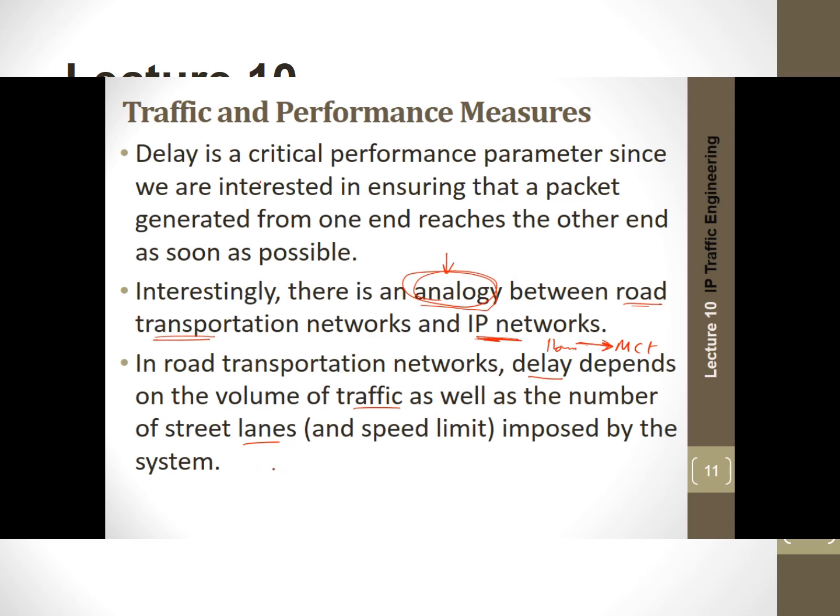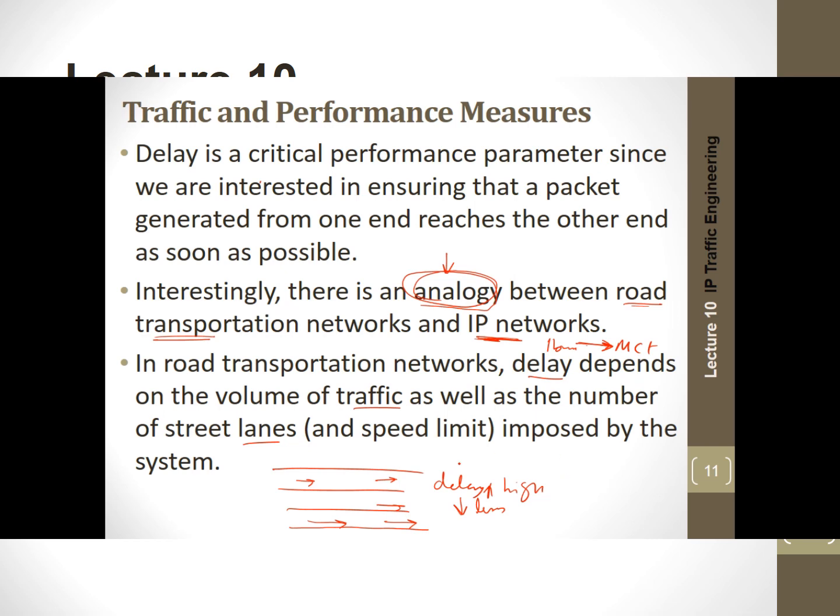In road transportation, for example, this is my highway, I have 2 lanes and the number of cars. So if the number of lanes is 2 and the cars traveling on the road are more, definitely delay will be high. And if we add another lane here on the highway, you can see that the congestion will be less. Some of the traffic from here will be shifted this way, and this traffic will be shifted here. So in this case, the delay will be less, and of course the vehicles will reach the destination faster and earlier.